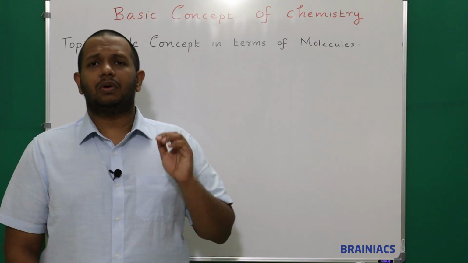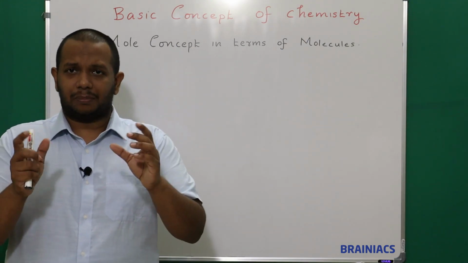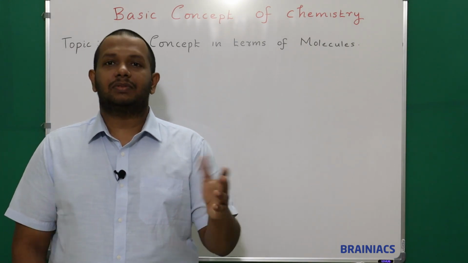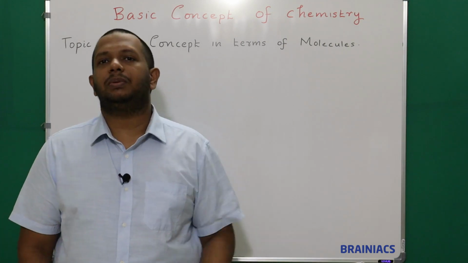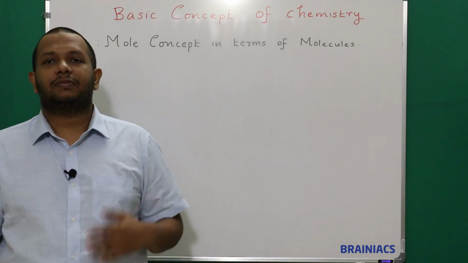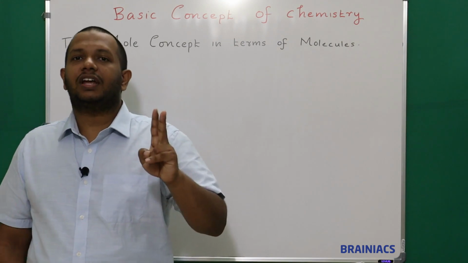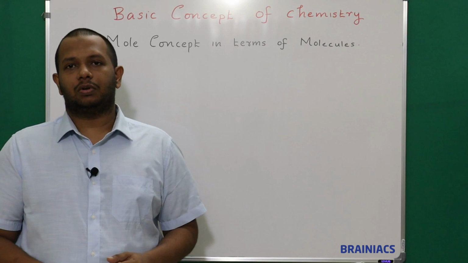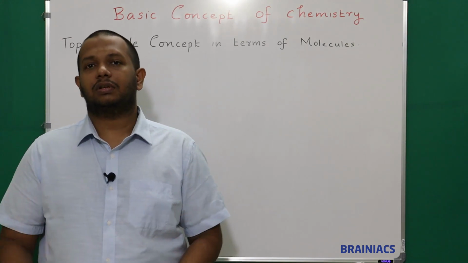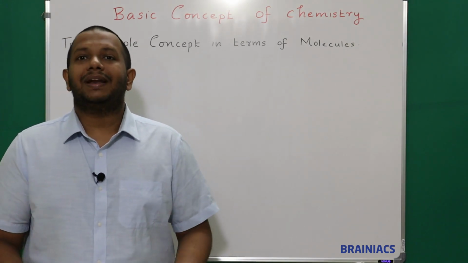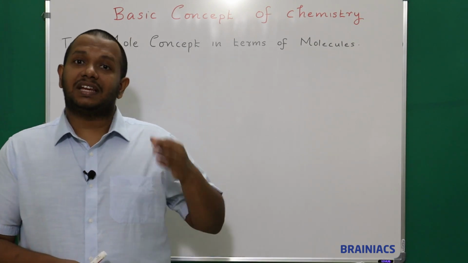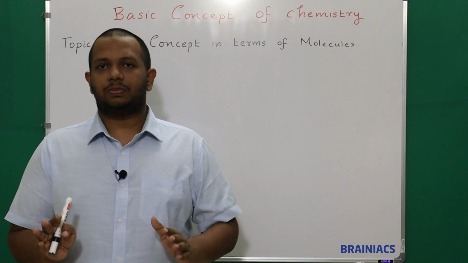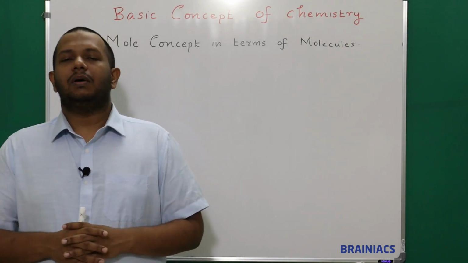Now here, what is a molecule first? You know that atoms combine together to form molecules. Every time we cannot say how many atoms combine to form one molecule. It varies between different atoms. For example, in the case of hydrogen, 2 hydrogen atoms combine together to form one molecule of hydrogen. And also oxygen molecule, 2 oxygen atoms combine together to form one oxygen molecule. But in the case of ozone, 3 atoms of oxygen combine together to form one molecule of ozone. So generally speaking, atoms combine together to form molecules.